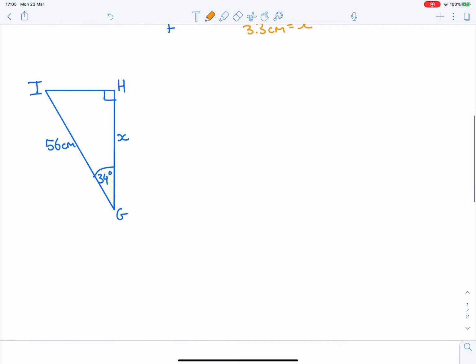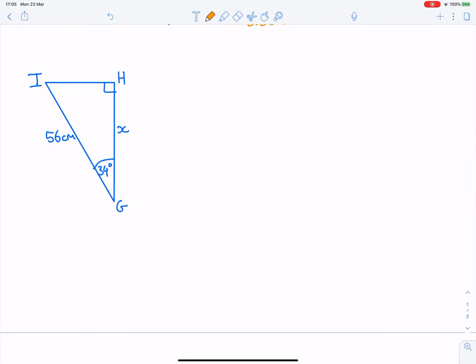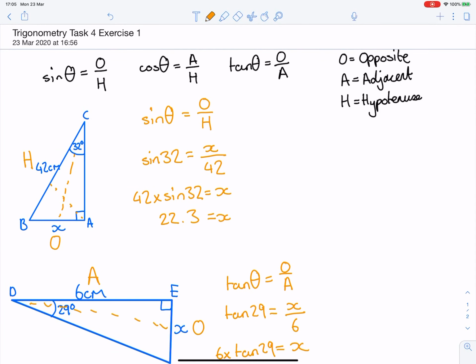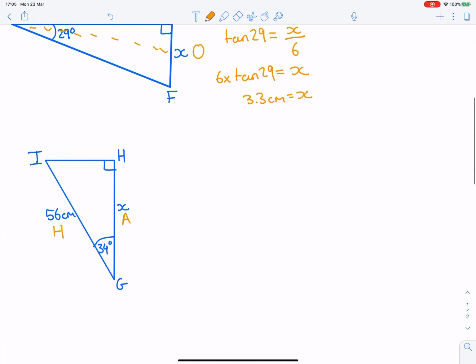Okay, next one. Do the same thing, label the sides. Across from 90 degrees is your hypotenuse. Next to the angle is your adjacent. So we've got A and H. Look back up at the top: A and H, we've got cos theta. So for this one, we're going to be using cos. So cos theta equals A over H.